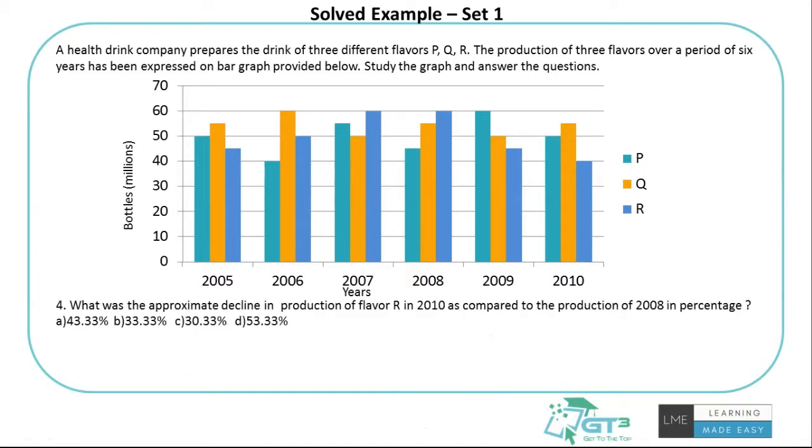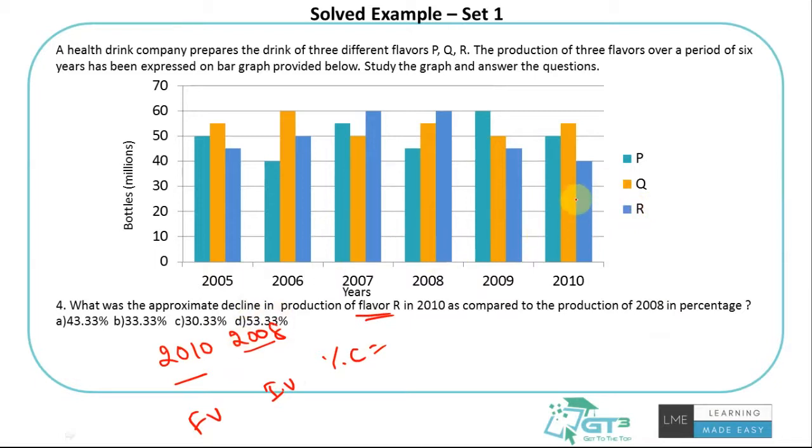Okay, the options for the last question are at least changed. The last question: what was the approximate decline in production of flavor R in 2010 as compared to the production of 2008 in percentage? So it's basically asking us to find the percentage change. What is my initial value and what is my final value? There are two values, 2010 and 2008. They are asking the decline in production in 2010 as compared to the production of 2008. So this is my initial value, my base value. As compared to 2008, how much of a change are we seeing in 2010? That's my final value.